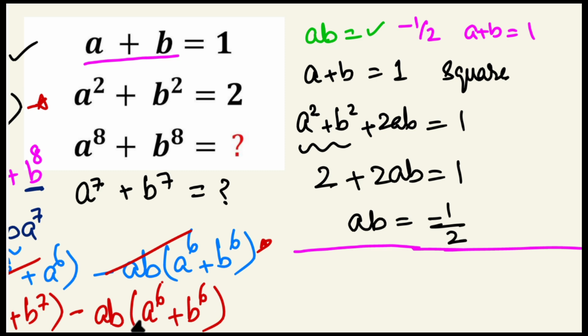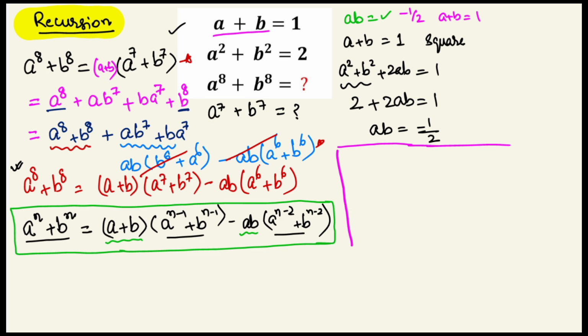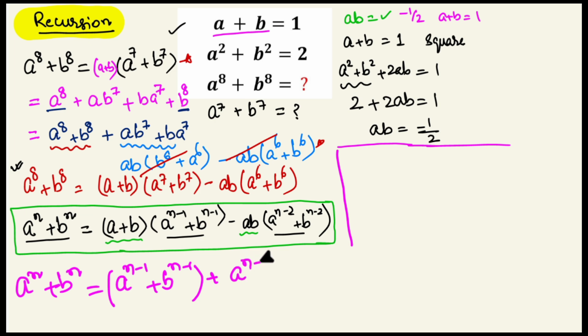Now we can find all the terms, so let's start finding. Let's write the final recursive relation here by plugging these two values. a plus b is equal to 1, and ab is minus 1 by 2. So if you put minus 1 by 2 here, minus minus will become plus, plus half of this. This is your recursive relation.